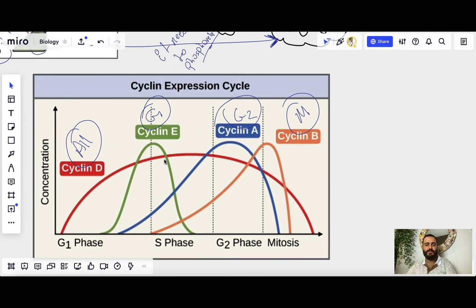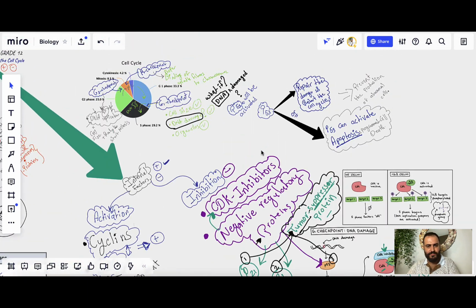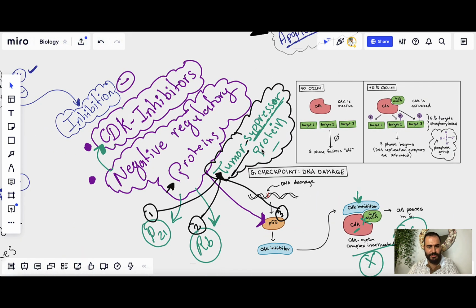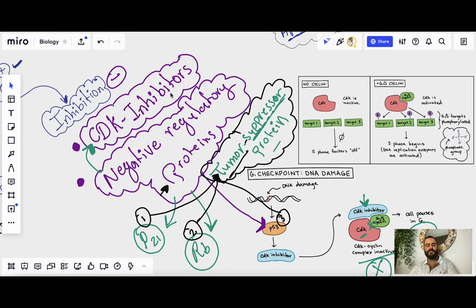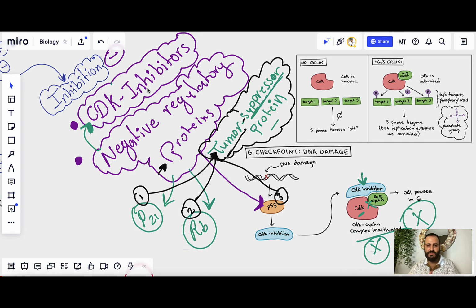And there are 4 types of cyclins. Every type of cyclin works at a specific phase, and there is one type that is activated during the cell cycle, which is cyclin D. Moving to the inhibition, CDK inhibitors prevent the formation of the complex between cyclin and CDK, and CDK inhibitors are activated by negative regulatory proteins.